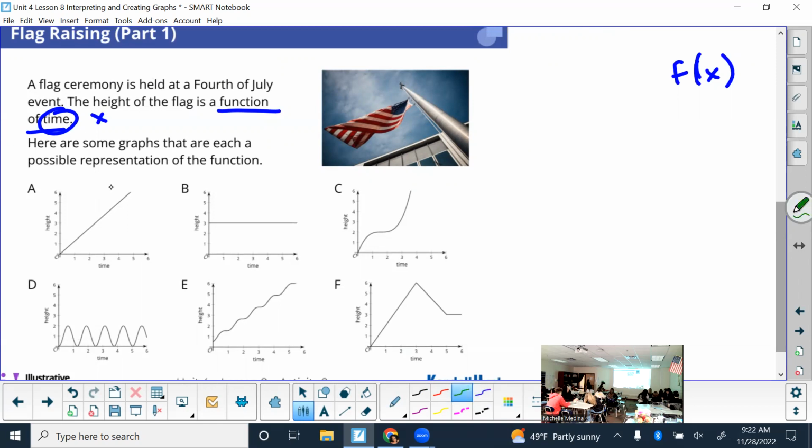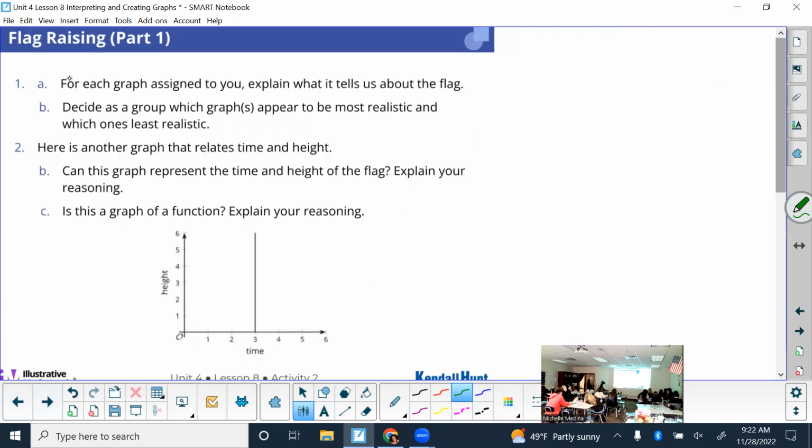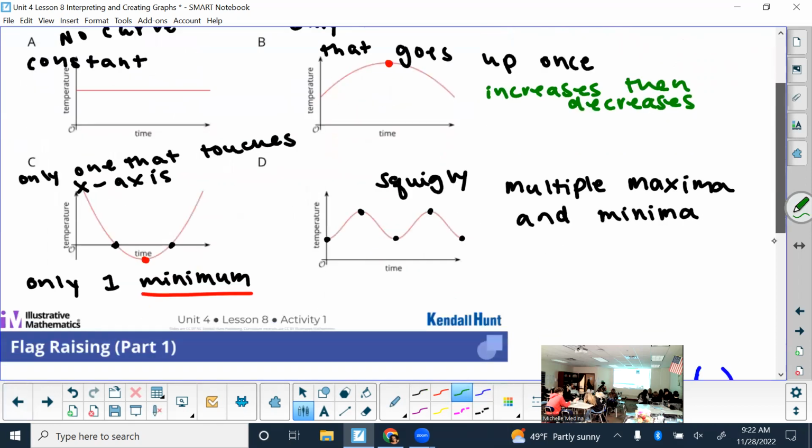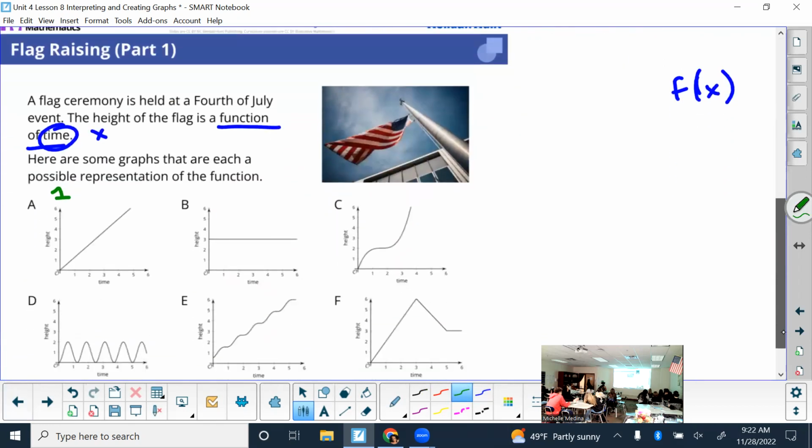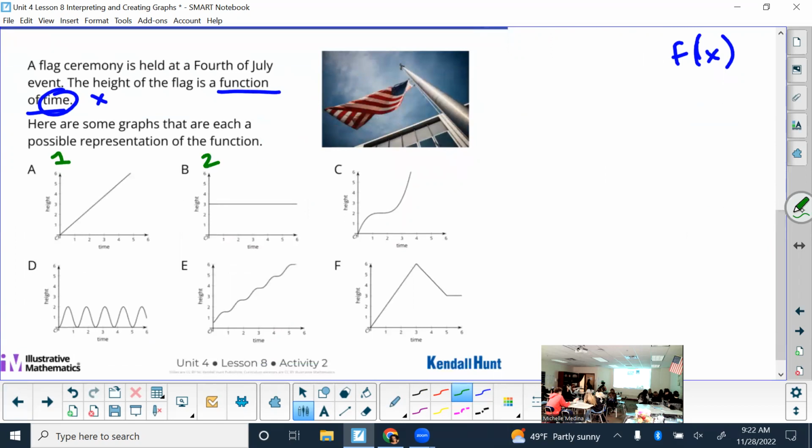So table 1, you will describe A. So here's the rest of the instructions. For each graph assigned to you, explain what it tells us about the flag and decide as a group if it appears to be realistic or not. So table 1, you'll do A. Table 2, you'll do B. Table 3, you'll do C. 4, D. 5, E. Table 6, you'll do F. Table 7, I'll let you pick which one you want to do.